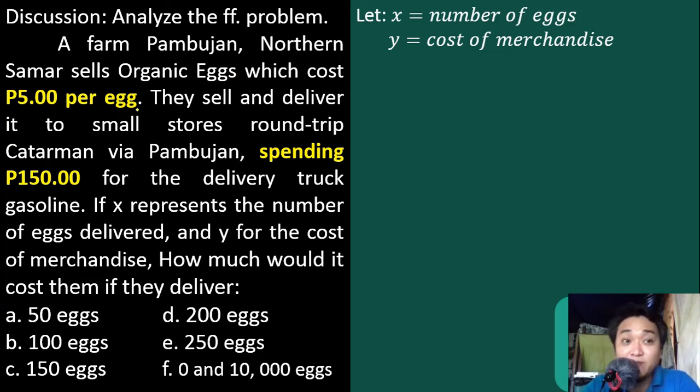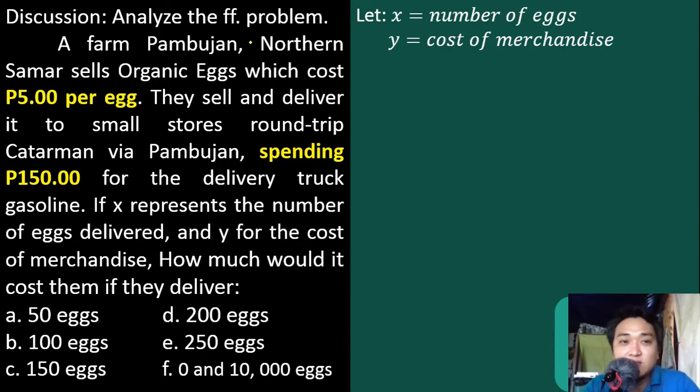which cost 5 pesos per egg. They sell and deliver it to small stores, round trip Katarman via Pambuhan, spending 150 pesos for the delivery truck gasoline. If X represents the number of eggs delivered, and Y for the cost of merchandise, how would it cost them if they deliver, let's say, 50 eggs, 100 eggs, 150 eggs, 200 eggs, 250 eggs, 0 eggs, or let's say 10,000 eggs.